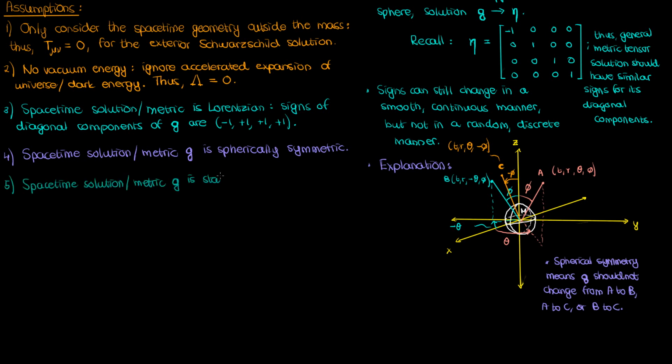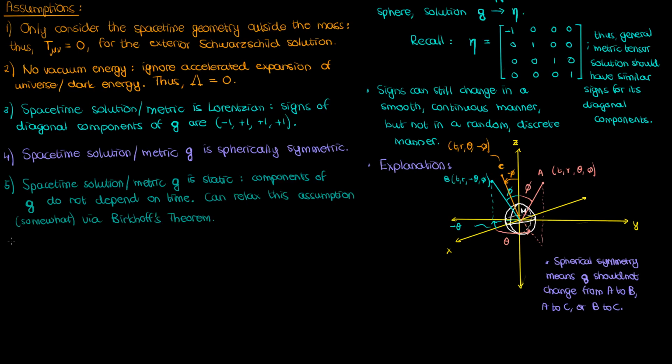And finally, the fifth assumption we'll make is that space-time is static, meaning that the metric tensor components do not depend on time. This makes sense because we're just describing the space-time geometry around a sphere that's just sitting around. It's not moving, it's not going anywhere, so there's no reason for the space-time geometry around that sphere to depend on time. We'll see in a later video that we can somewhat relax this assumption via Birkhoff's theorem, but I'll get to that later. For now, I'll assume a static metric tensor solution.